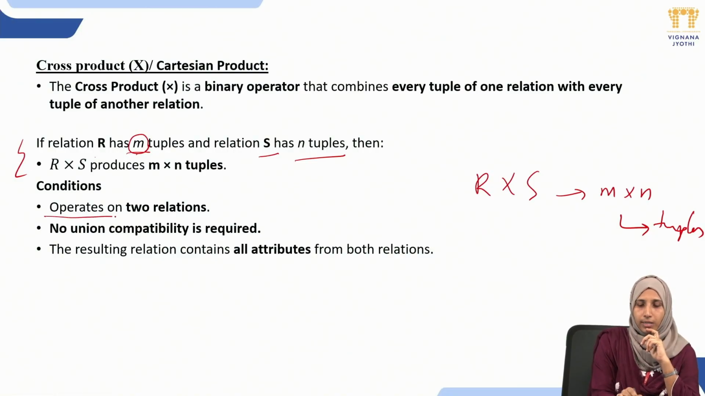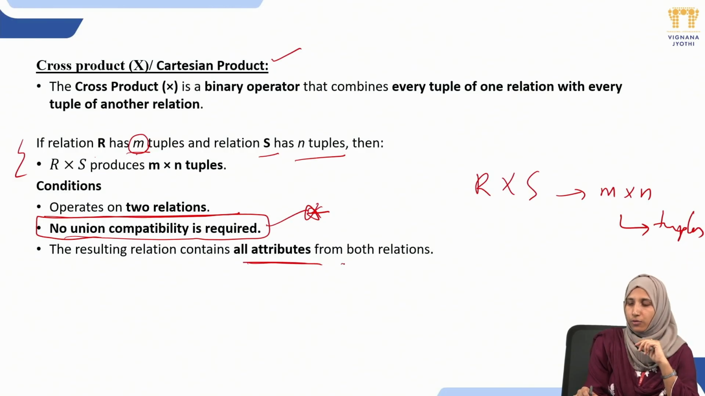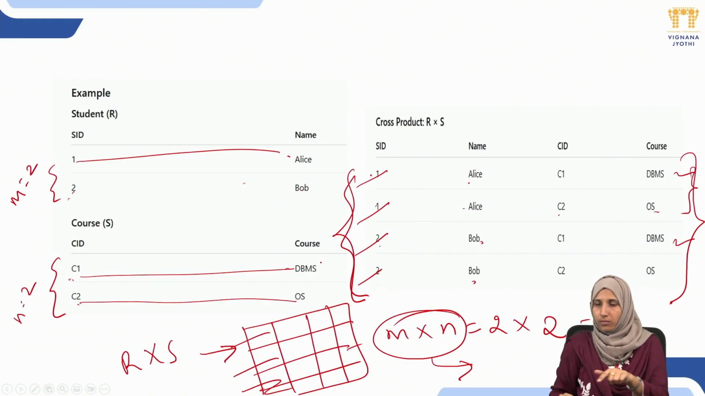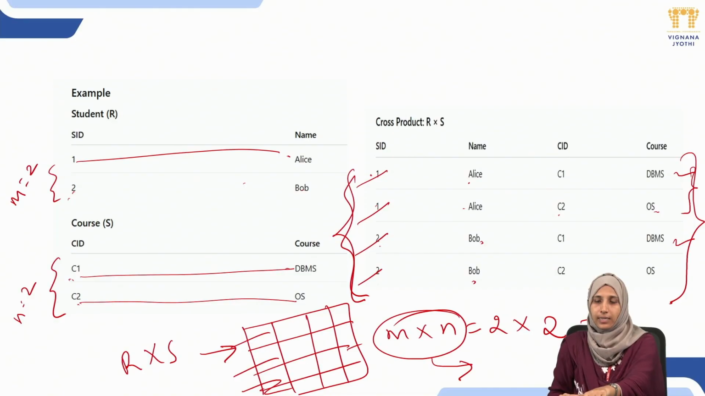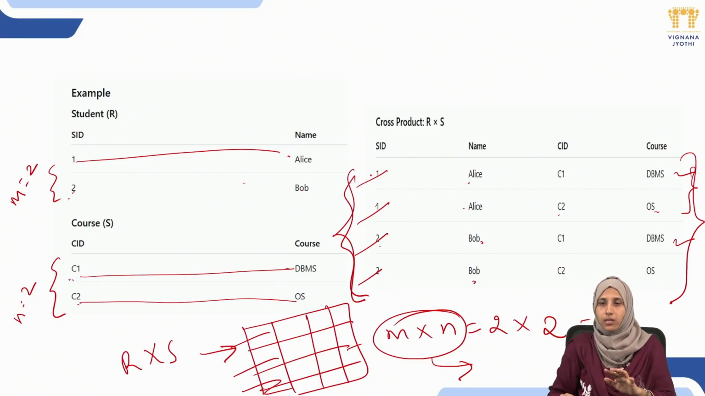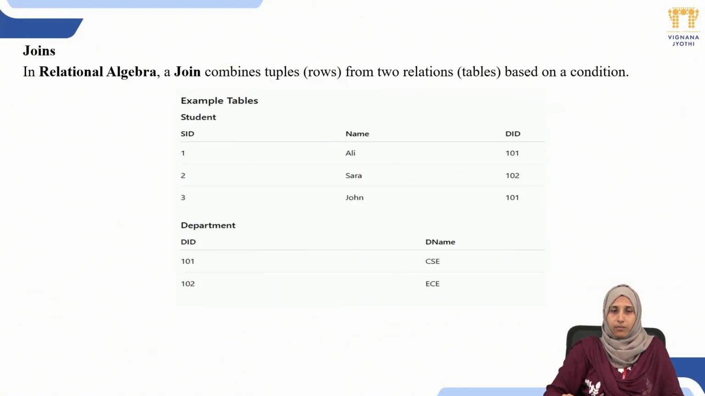Now, it operates on two relations. No union compatibility is required for the cross product. Remember this point, okay? The resulting relation contains all the attributes from both relations. Since we are not bothered about union compatibility, obviously the resulting relation contains all the attributes from both relations. This is what we have seen here. SID and name belong to my first table, CID and course belong to my second table. All the attributes will be there in my resultant table. This is how the Cartesian product works.